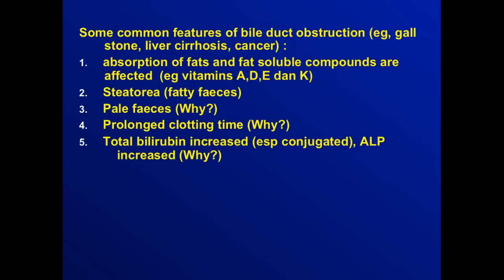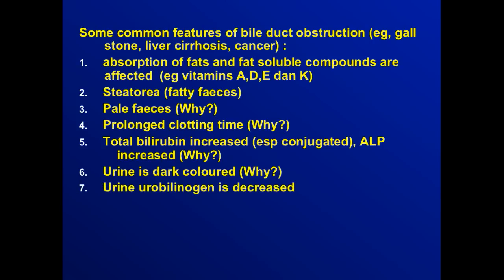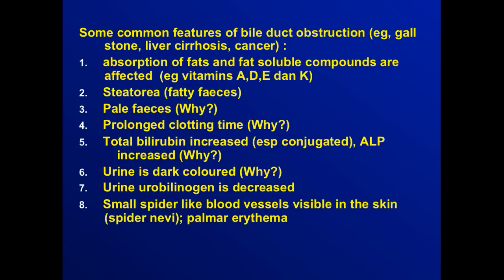Okay? Total bilirubin increase, you can easily explain that. The conjugated bilirubin now gets increased. The ALP gets increased. We have already explained why the urine is dark colored. And the urine urobilinogen is decreased. I have already explained. On top of all this, some signs that you can see in the patient are spider nevi. Spider nevi are small spider-like blood vessels that are visible in the skin of the patient.